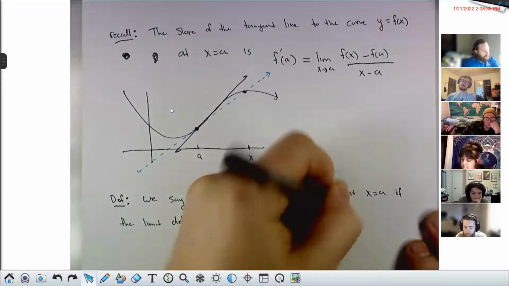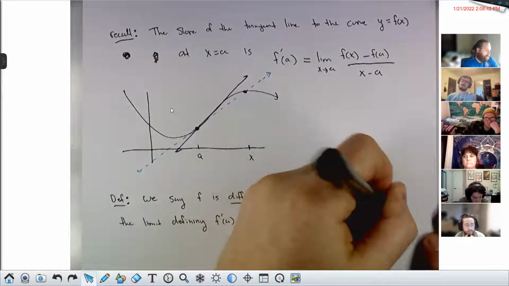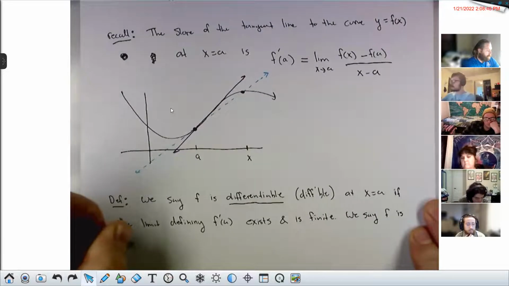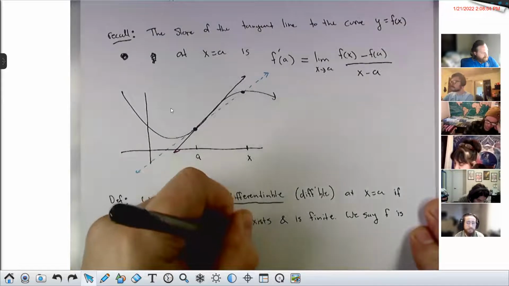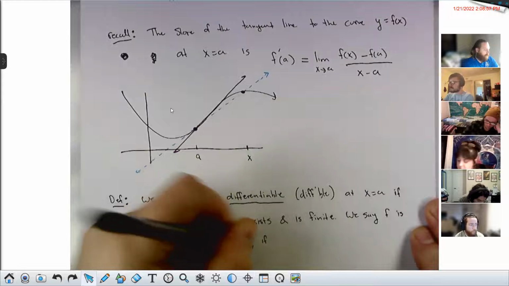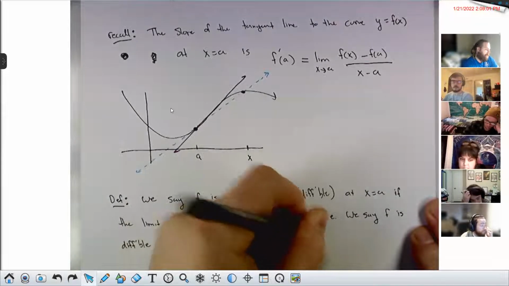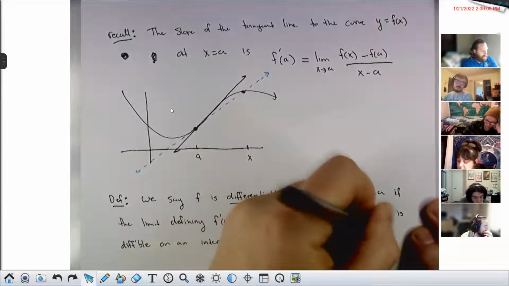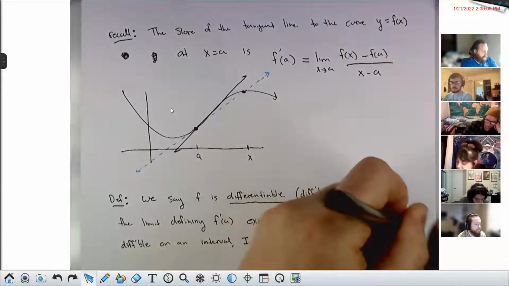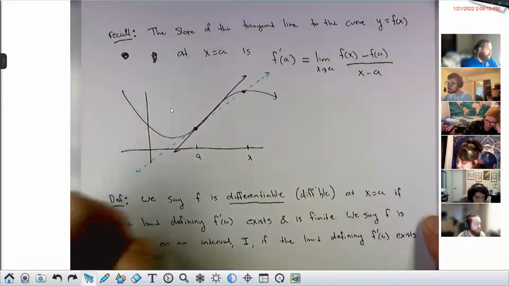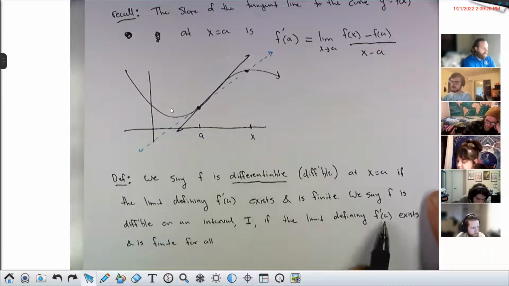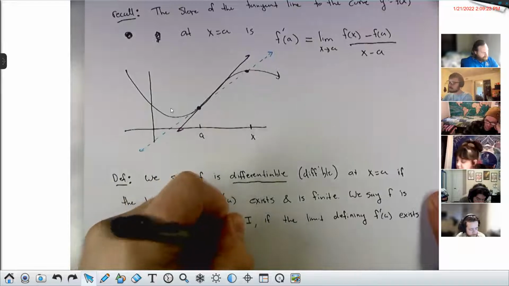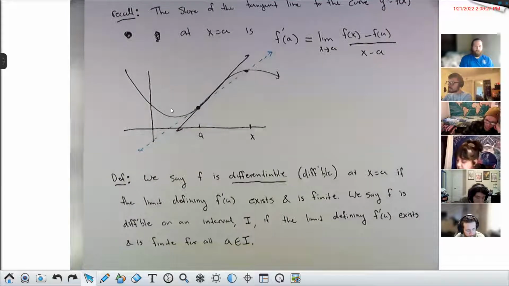This definition is extended just a little bit. We say f is differentiable or diffbul on an interval I if, on interval I, the limit defining f prime of a exists and is finite for all of the numbers a living in the interval I. In other words, a function is differentiable on some interval if it's differentiable at every point in that interval.